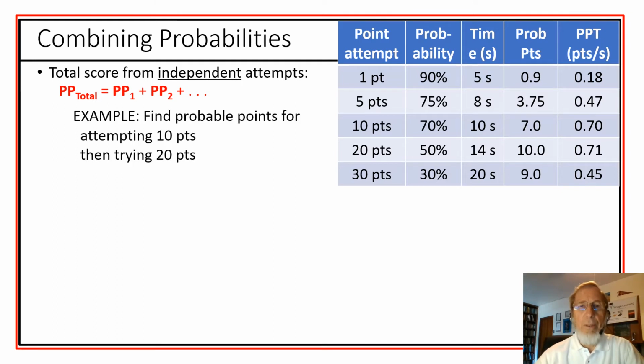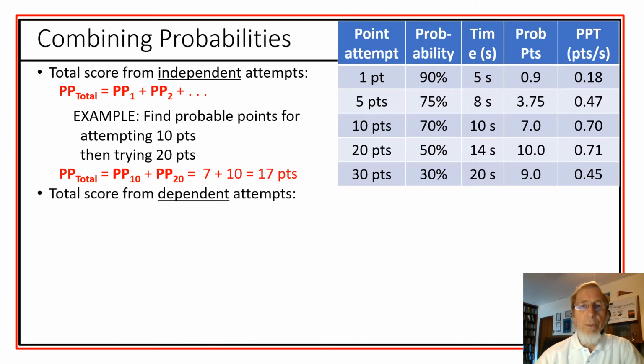An example is find the probable points if we first try for 10 points and then try for 20. How do we do this? Look at the table and see that attempting to score 10 points, on the average, we'll get 7 points. Attempting to score 20, on the average, we get 10. So really, those 2 attempts, on the average, we could expect to earn 17 points. 7 plus 10, 17 points.